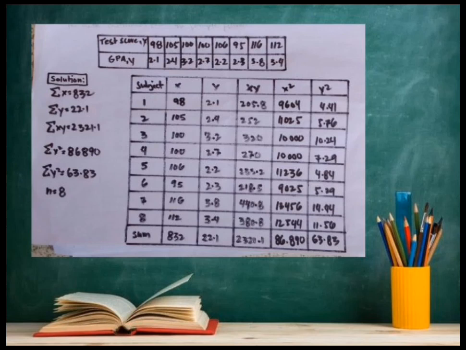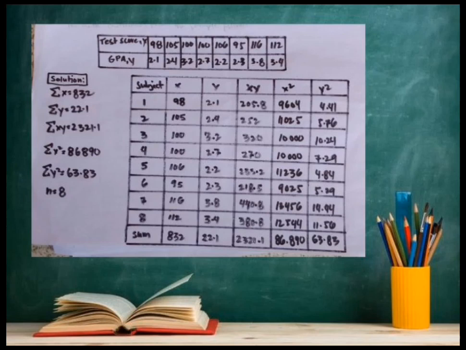This solution naman ay ang X. Ibaba lang po natin yung T-score sa X: 98, 105, 100, 100, 106, 95, 116, 112. Ipa-plus mo lang ngayon, makukuha mo na ang kanyang summation. Ang summation ng X ay 832. Ganoon din po sa Y: 2.1, 2.4, 3.2, 2.7, 2.2, 2.3, 3.8, 3.4. Ipa-plus mo lang yon, ang summation ay 22.1. Sa XY naman ay times mo lang yung X saka Y.